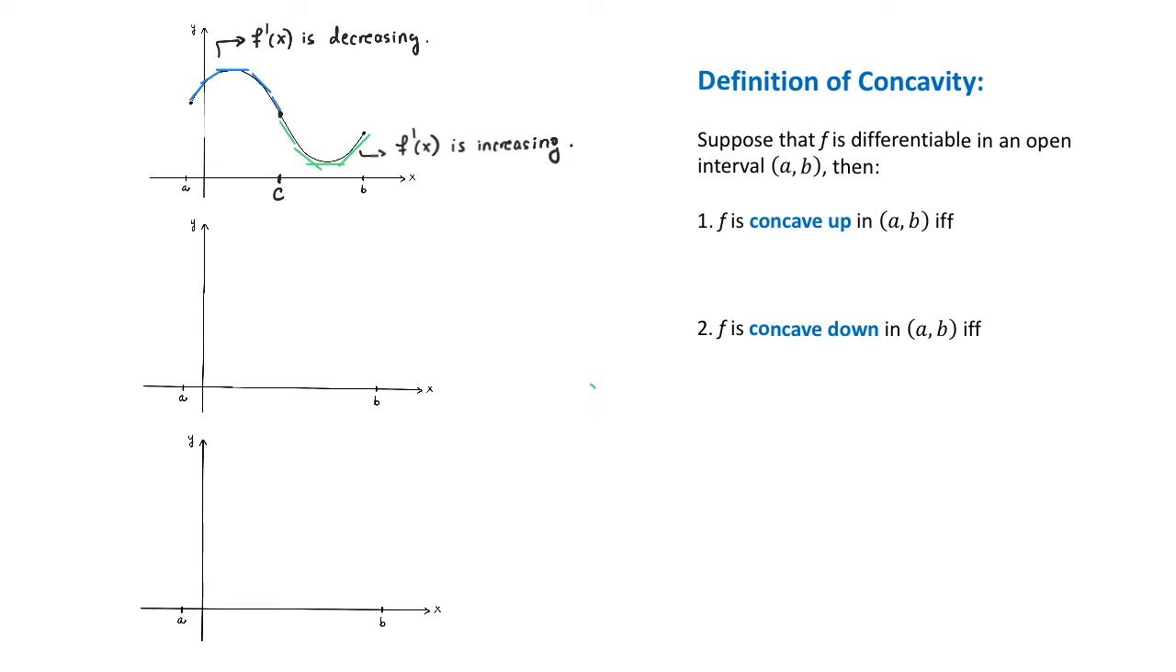The definition of concavity says that suppose that f is differentiable in an open interval (a, b). Then, f is concave up in the interval (a, b) if and only if f prime of x is increasing, and I'm going to say over here, from left to right.